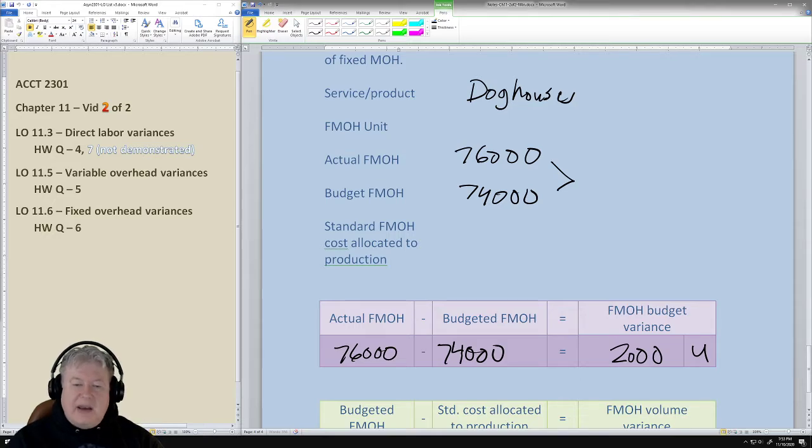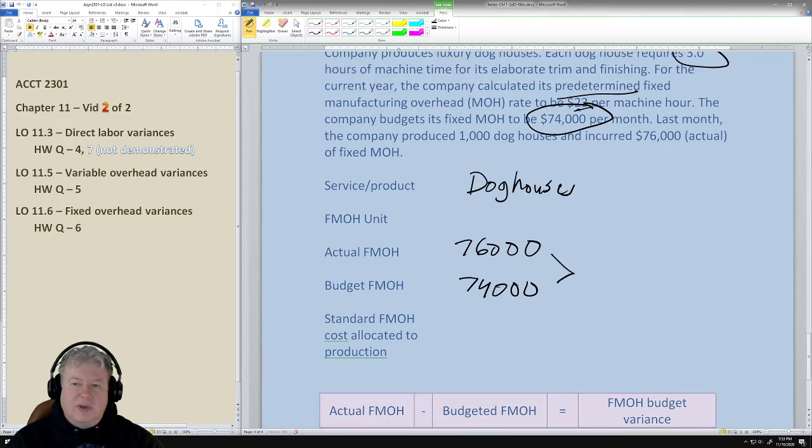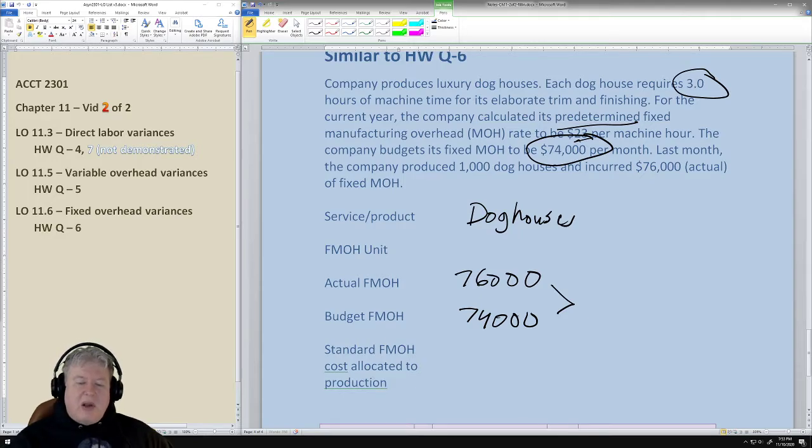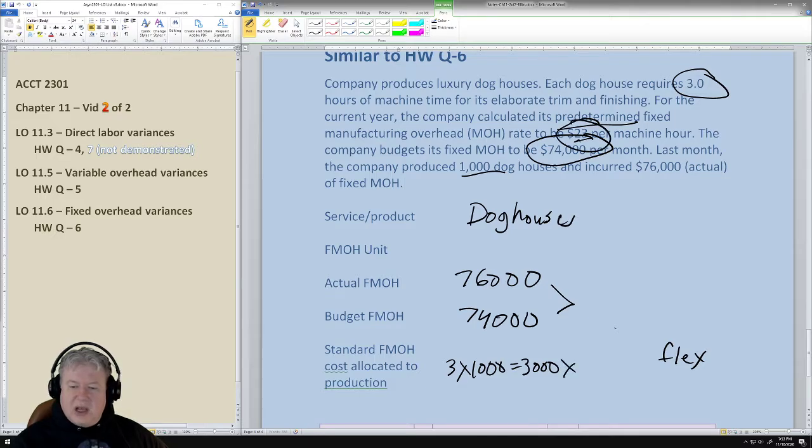Now, how do we get the standard FMOH cost allocated to produce? Well, that's similar to how we looked at before. Once again, this standard allocation is based upon a flexible idea. So if we were to allocate this cost, we would say 3 hours. Each doghouse requires 3 hours, and we produced 1,000 doghouses. So 3 times 1,000 equals 3,000 hours. And what is the rate? The rate is 23. So times 23, and that would equal 69,000.